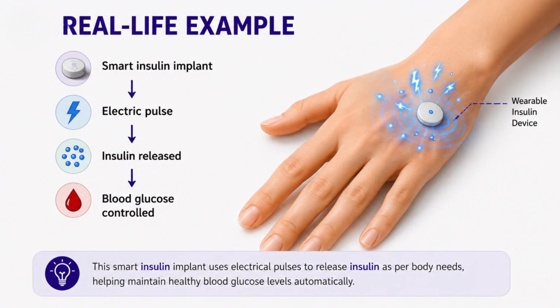So, a real life example. Imagine a diabetic patient. A smart insulin implant is placed under the skin. Whenever the blood sugar rises, a small electrical signal activates the implant. So insulin is released automatically, and blood sugar becomes normal. Once enough insulin is released, the electrical signals stop and the drug release also stops. So this reduces unnecessary insulin release. Okay, so this is the wonderful real life example.